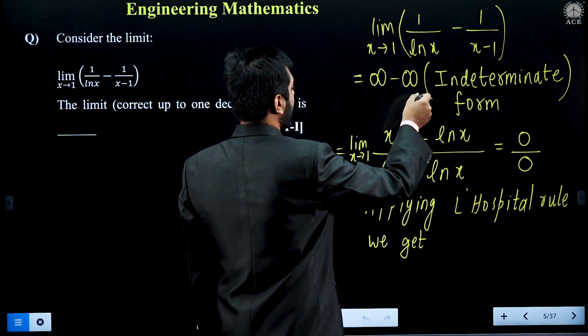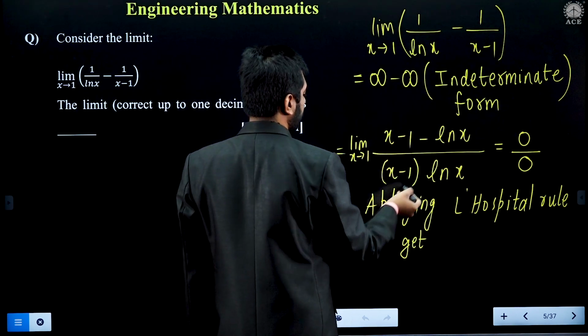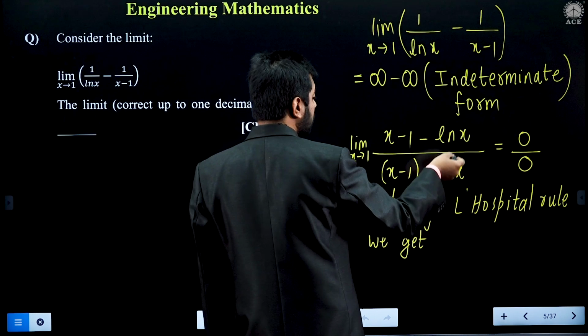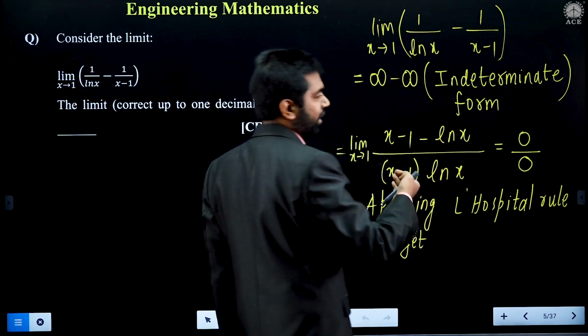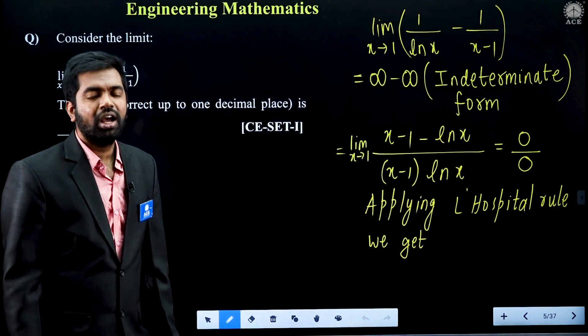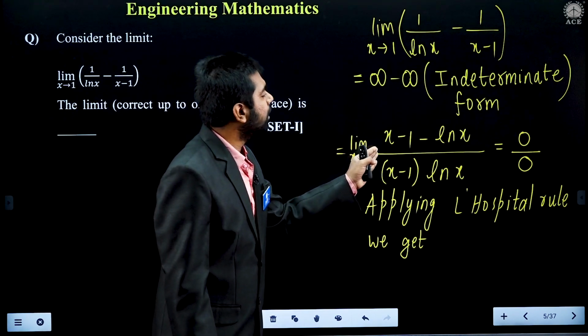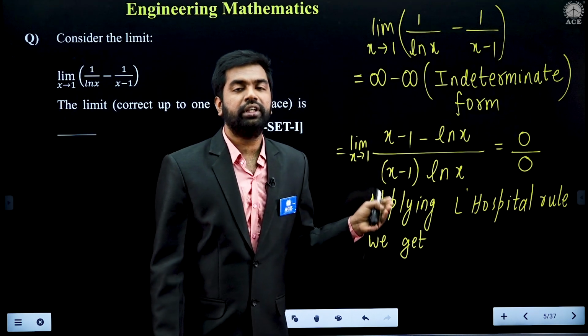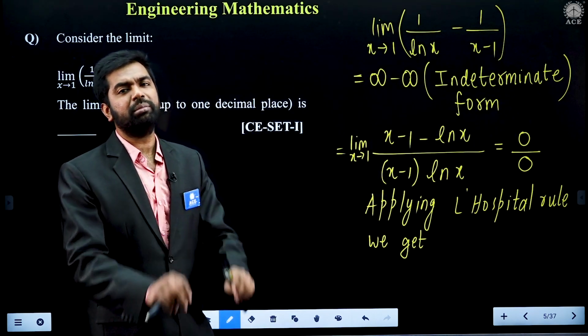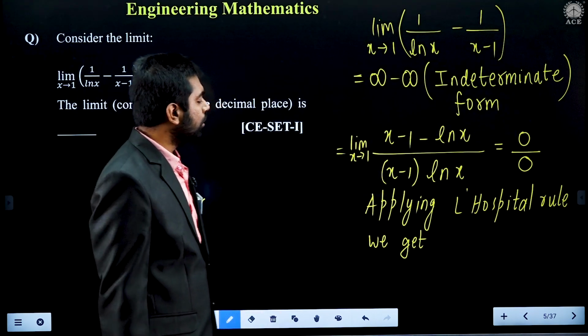In the numerator I have 0. In the denominator you have 0 here. Log 1 is again 0. So finally you see a 0 by 0 form. Apply L'Hospital rule. So what you are supposed to do is take the derivative of the numerator, derivative of the denominator, and then put the limit. Let us look at that.